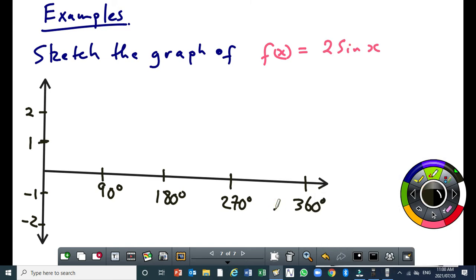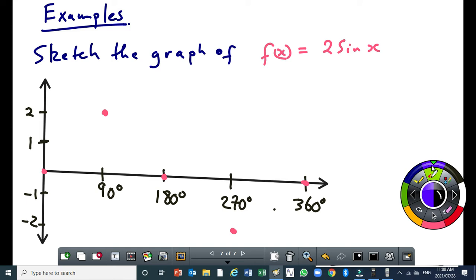Right, so that's straightforward. So let me plot the points. So when x is 0, that's there. X is 90, y is 2. It will be somewhere there. When x is 180, y is 0. And then when x is 270, y is minus 2. It will be somewhere there. And when x is 360, y is 0.